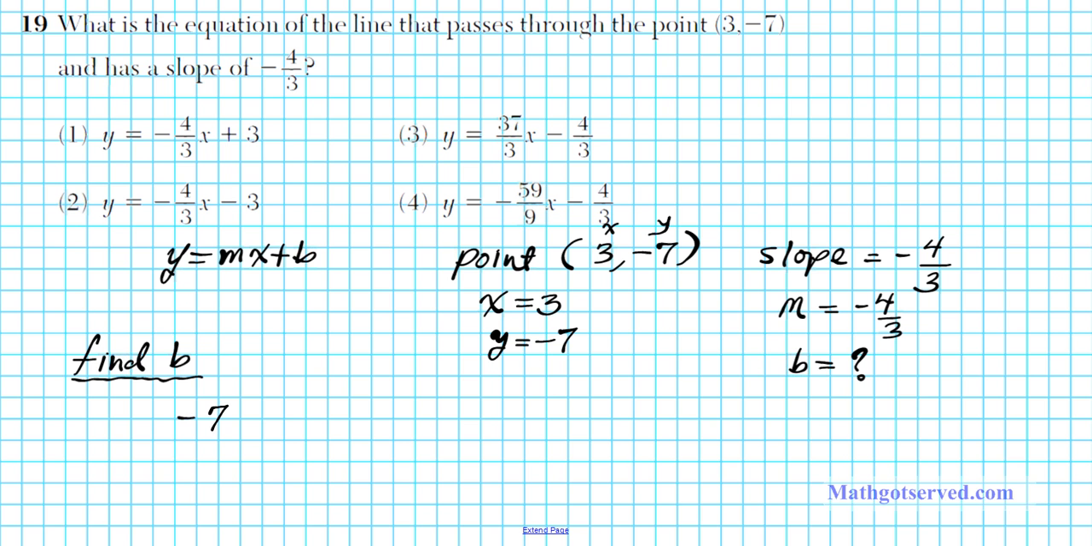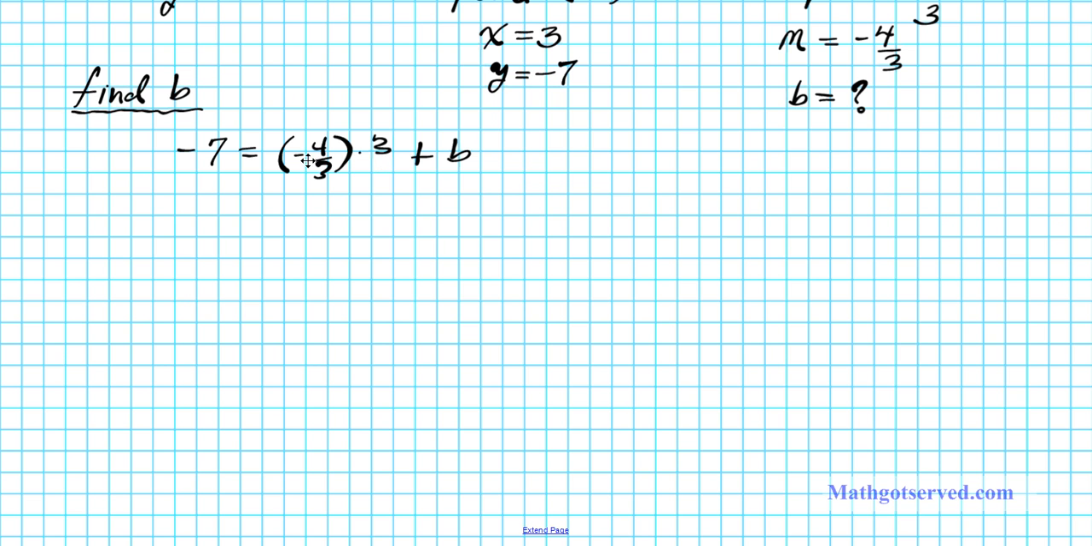y, which is -7, equals mx, where m is -4/3, plus, I'm sorry, x, which is 3, plus b, all right? Okay, so let's go ahead and solve this. Now, how do we multiply -4/3 and 3? We can put the 3 over 1, and then divide 3 by 3 once, and 3 by 3 once. And then you have -7 is equal to -4 plus b. Now, to get b isolated, we simply add 4 to both sides of the equation, and then we have b equals -3. All right, so b equals -3.